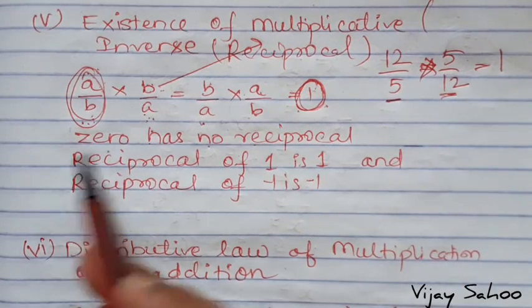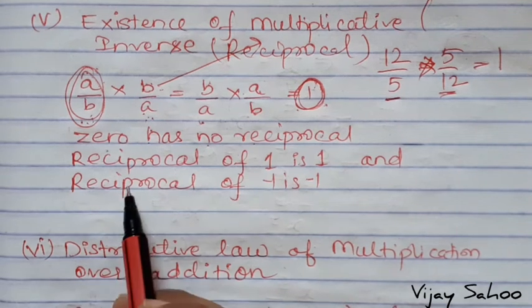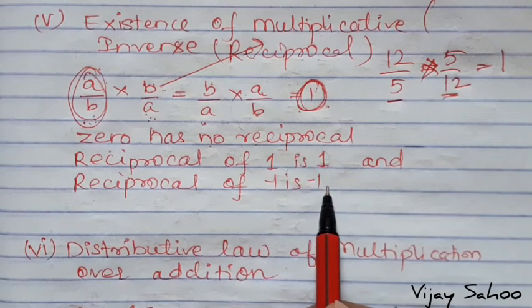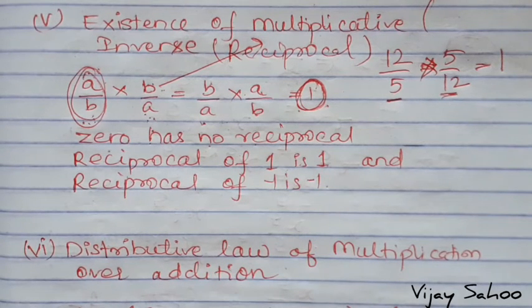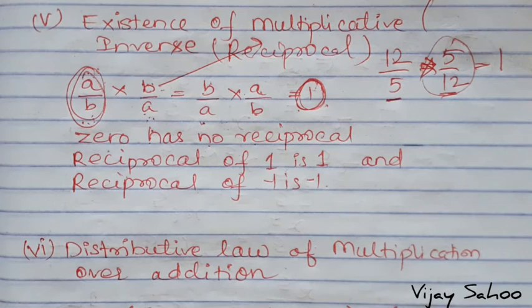So 0 has no reciprocal because 0 cannot be written as 1 upon 0, because 1 upon 0 is not possible over here. But we know that the reciprocal of 1 will always be 1. The reciprocal of minus 1 will be minus 1. It means you will find that same number itself. But in other cases, you can see that for 12 by 5, the reciprocal will be 5 by 12, which is totally different. So multiplicative inverse is exactly equal to reciprocal. So the reciprocal of a by b will be b by a.